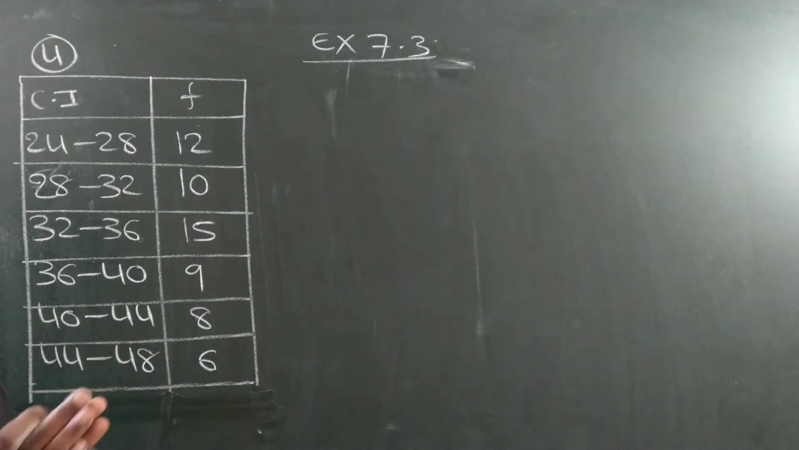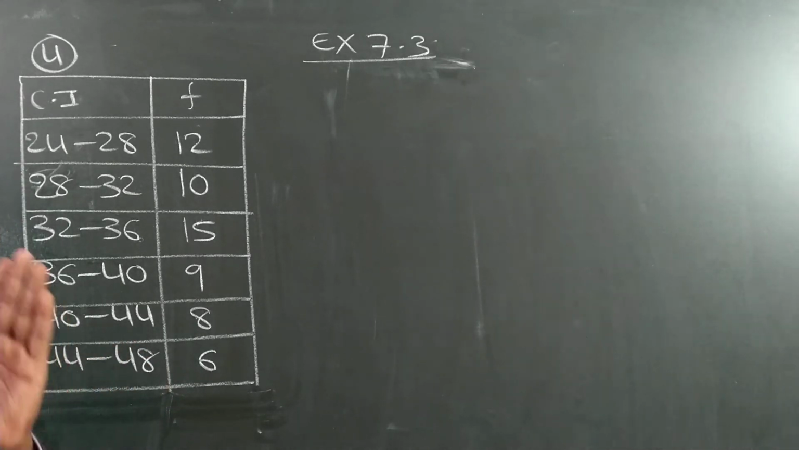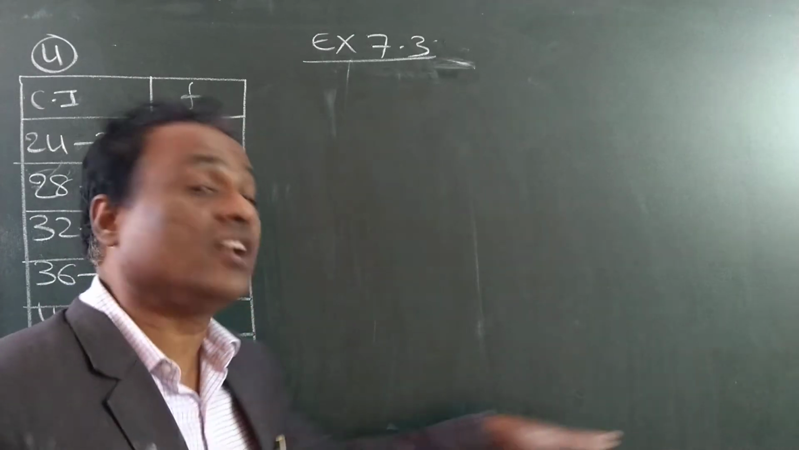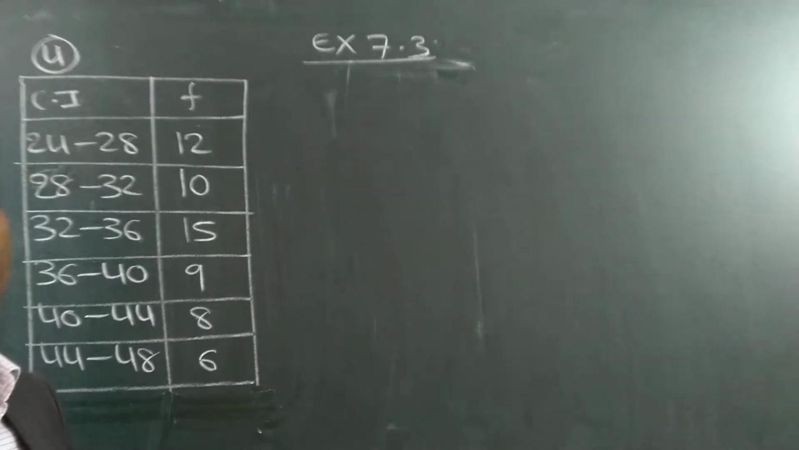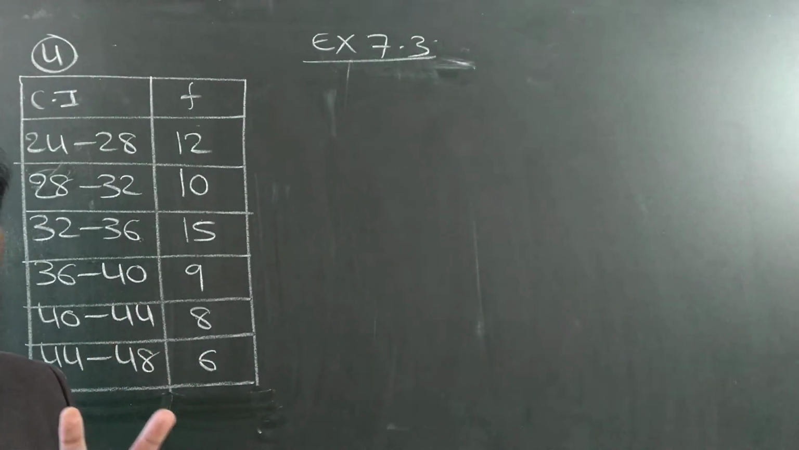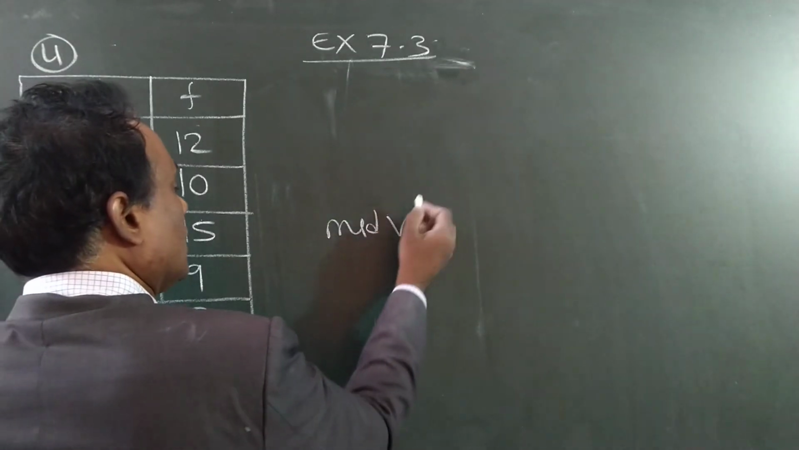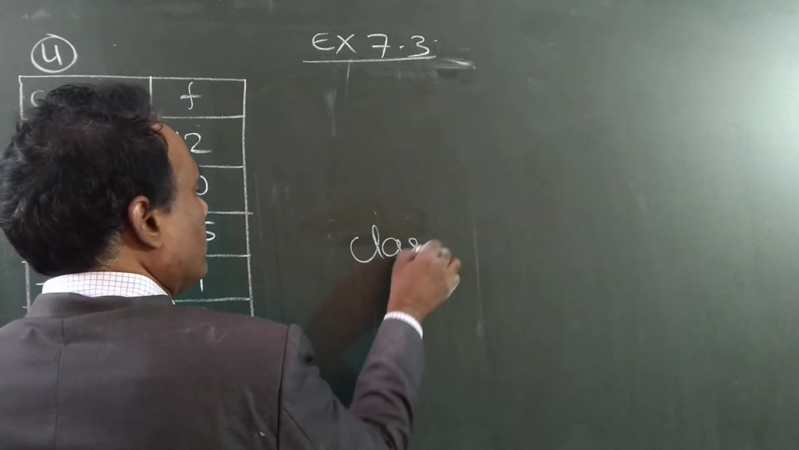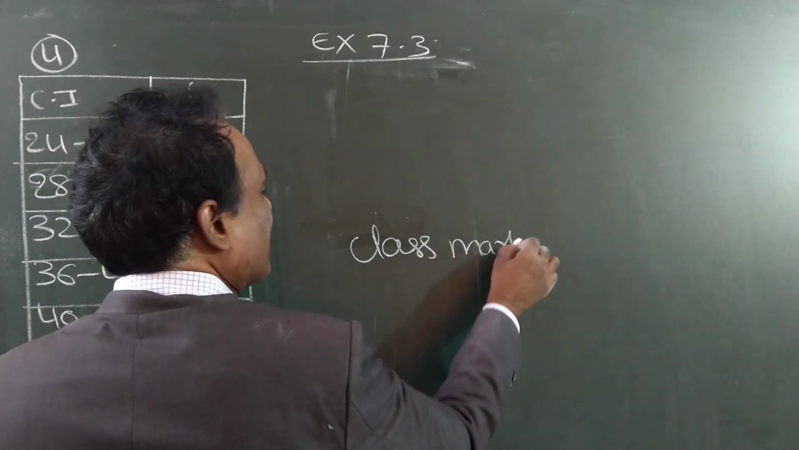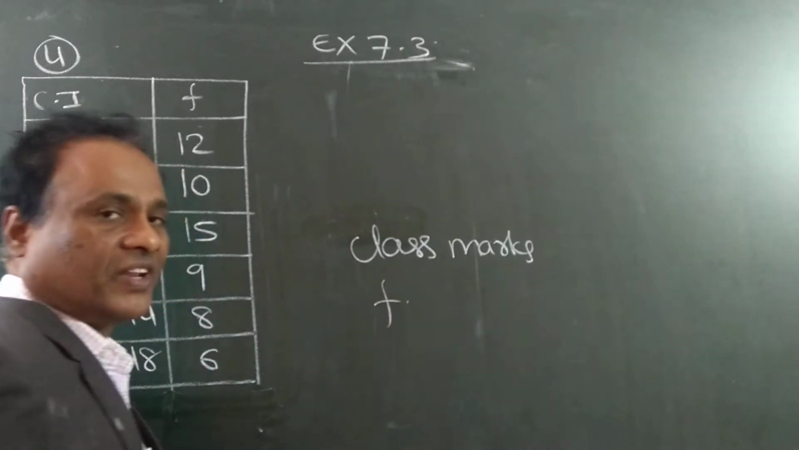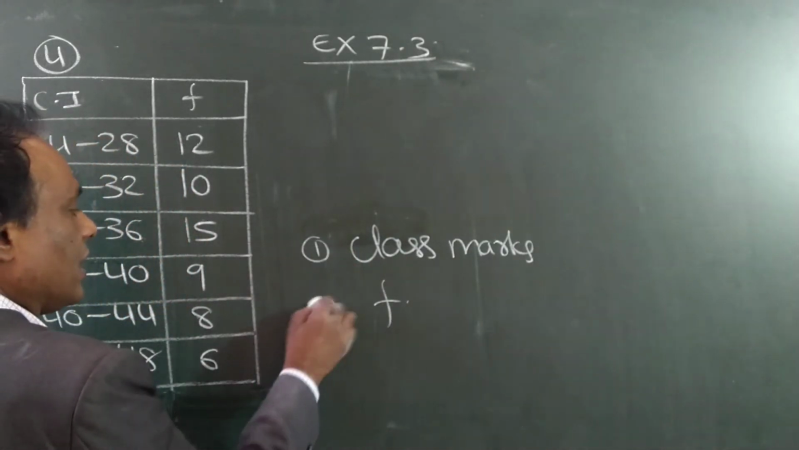So frequency polygon, how to construct? For frequency polygon I gave the notes. For frequency polygon we require the mid values of the classes and frequency. Two things we require: mid values or class marks. Mid value is also called class mark. Class mark means mid value, and we require frequency.